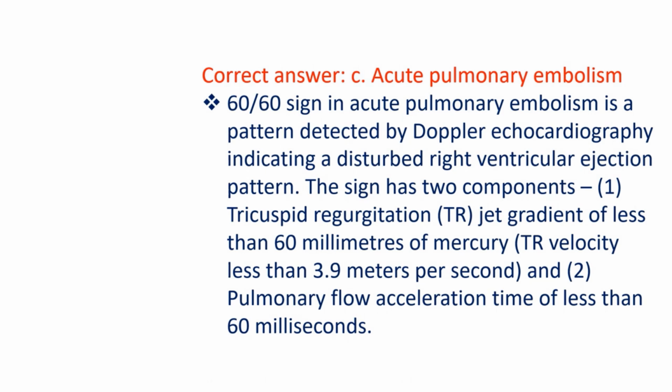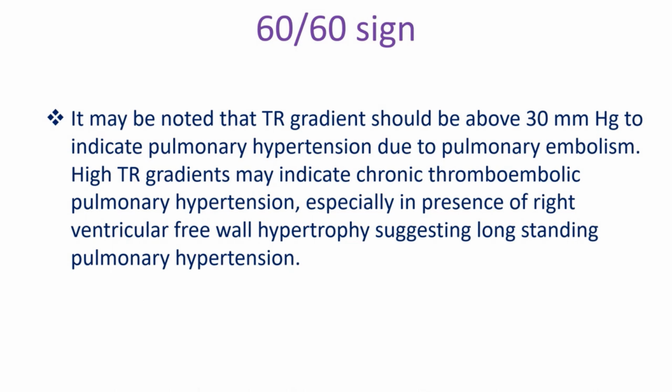The sign has two components. One, tricuspid regurgitation jet of less than 60 millimeters of mercury, TR velocity less than 3.9 meters per second, and two, pulmonary flow acceleration time of less than 60 milliseconds. It may be noted that TR gradient should be above 30 millimeters of mercury to indicate pulmonary hypertension due to pulmonary embolism. High TR gradient may indicate chronic thromboembolic pulmonary hypertension, especially in the presence of right ventricular free wall hypertrophy, suggesting long-standing pulmonary hypertension.